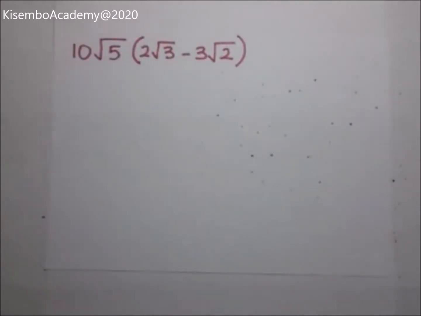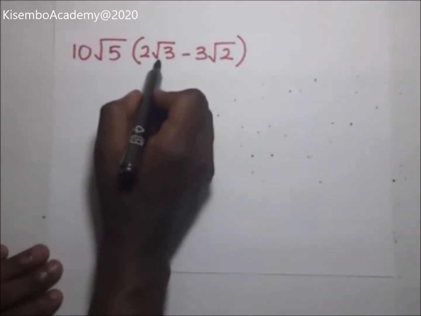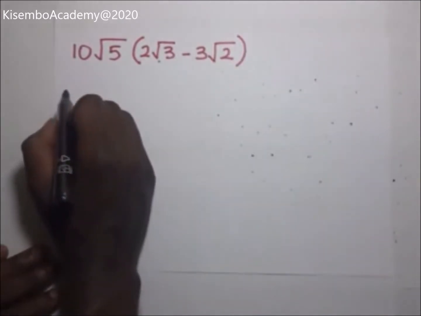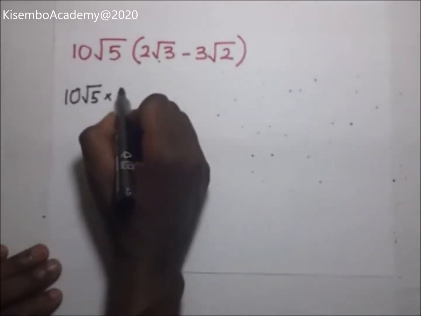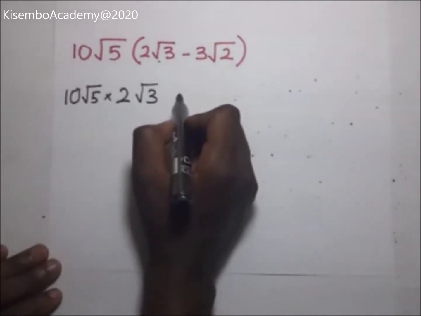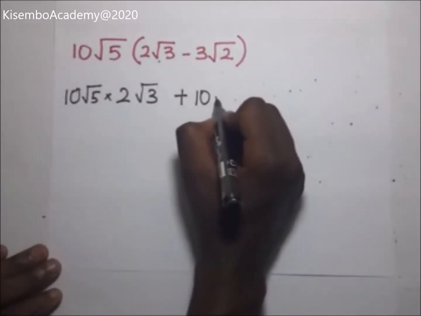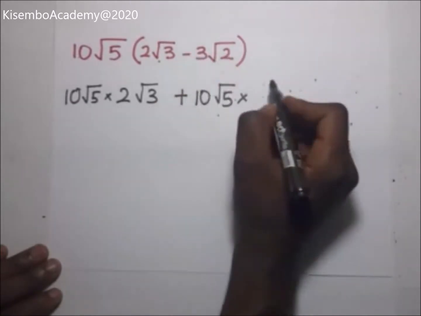We have one more number to illustrate this point. We are opening brackets here still. This times that, then this times that. So the next step from here is going to become 10 root 5, multiply that by this, 2 root 3. Then we have plus this times that. So it's going to be 10 root 5 times negative 3 root 2.